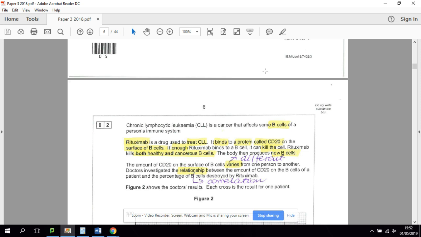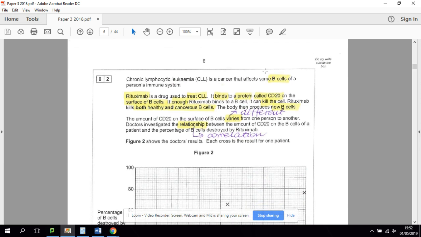What's the relationship? Obviously we will be looking at the correlation between the amount of the CD20 on the B cells of a patient and the percentage of B cells destroyed by the drug. And the results are shown here in figure 2.